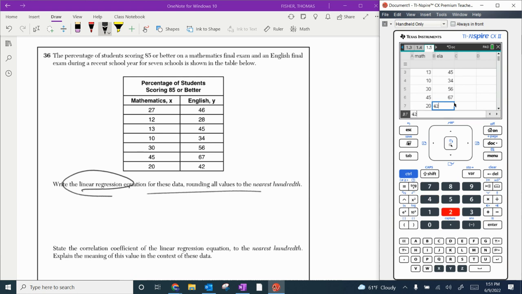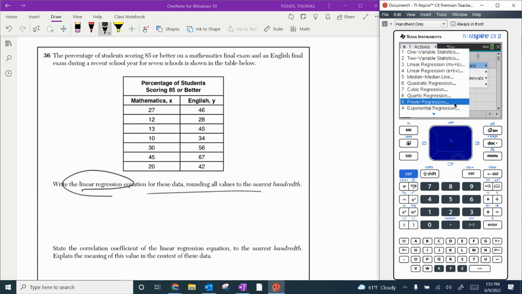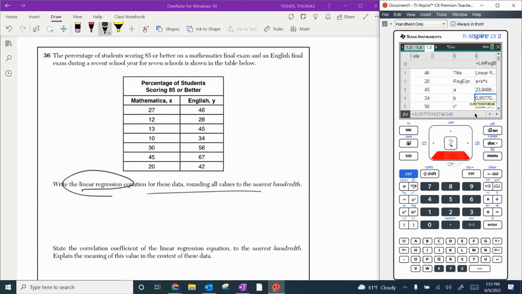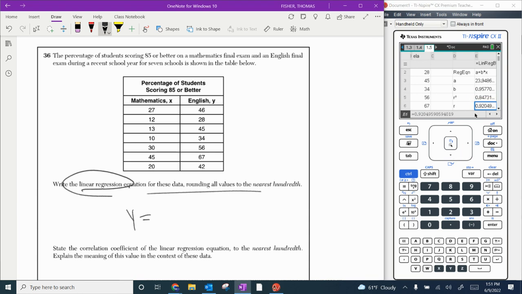Okay, before you can do the linear regression, you can't stop here. See how I got that box still highlighted? Gotta hit enter on the last one. Very common mistake is to mess that up and not hit enter first. We go back up here, go to statistics, stat calculations, linear regression. I did choice 4. It says math is X and ELA is Y. And there we have it.